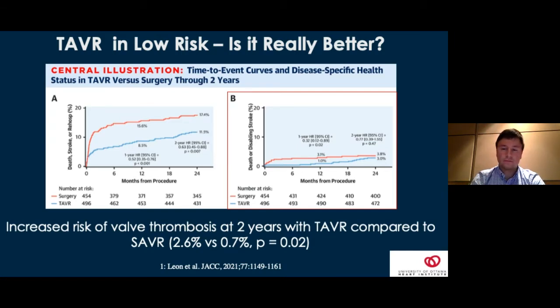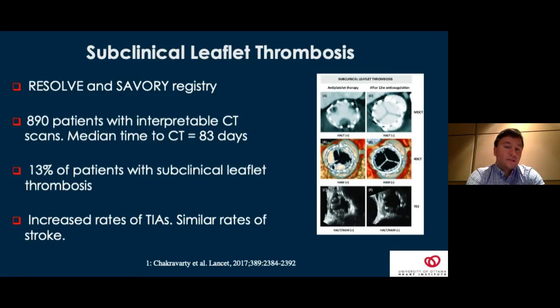So what is the importance of this? Is this clinically significant? The Cedars-Sinai group published a couple of articles in 2017 looking at valve thrombosis on CT. They found that up to 13% of patients with TAVR will have subclinical leaflet thrombosis compared to 4% of patients with SAVR. This has been linked to an increased risk of TIA, but a similar risk of stroke.